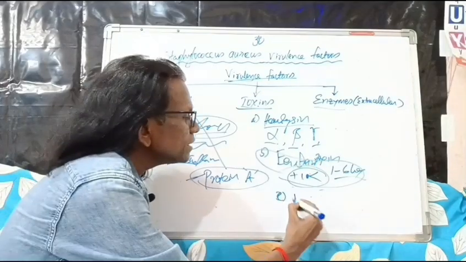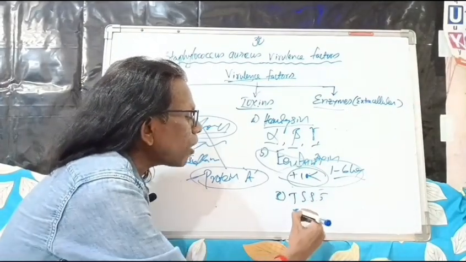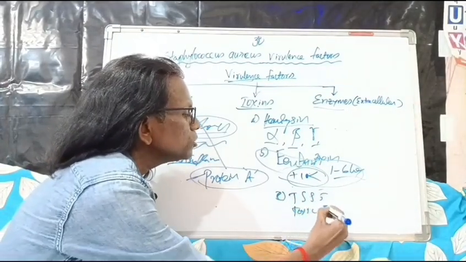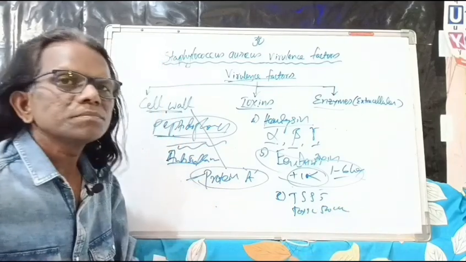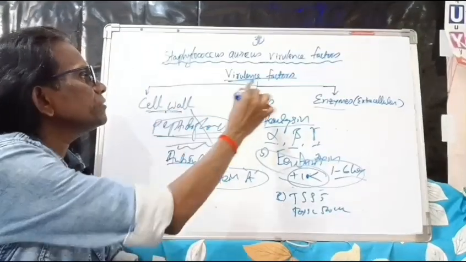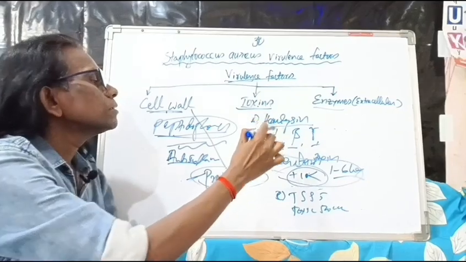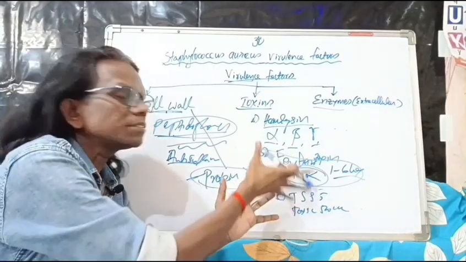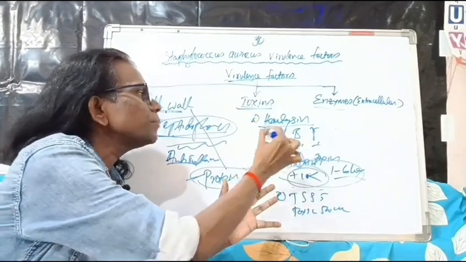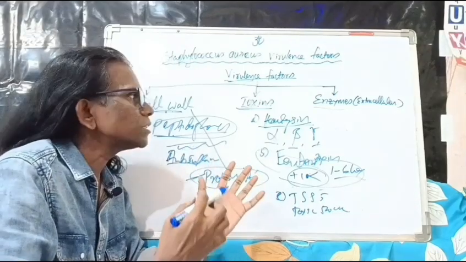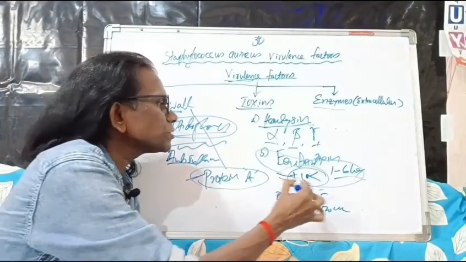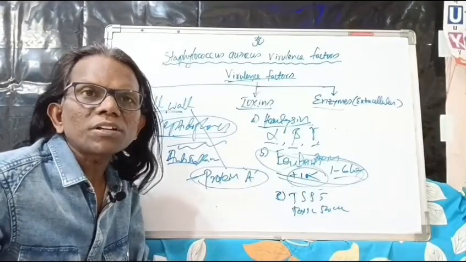And the third is TSST, toxic shock syndrome. So this is about the virulence factors of the toxins. So a few of the things I am discussing. This is the hemolysin. The Staphylococcus aureus exhibits hemolysin and the Staphylococcus aureus releases enterotoxins.